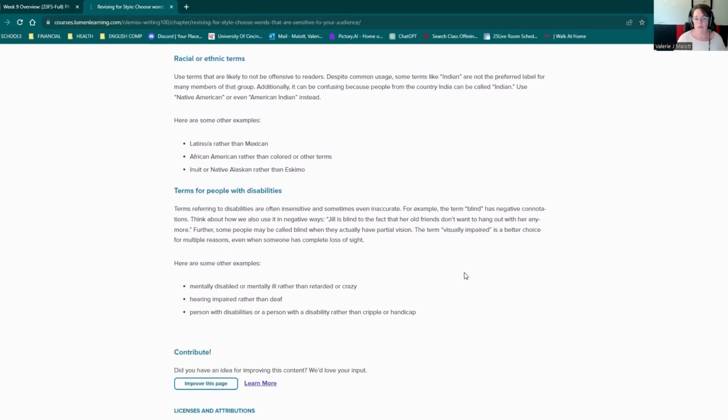There are also terms for people with disabilities, right? So it's good to be sensitive to those things. For example, the term blind has negative connotation. So you want to think of people who have partial vision or people who are visually impaired. Same thing with people who have a loss of hearing. Hearing impaired is better than deaf. Mentally disabled or mentally ill rather than retarded or crazy.